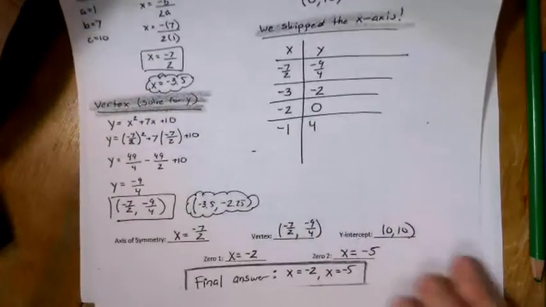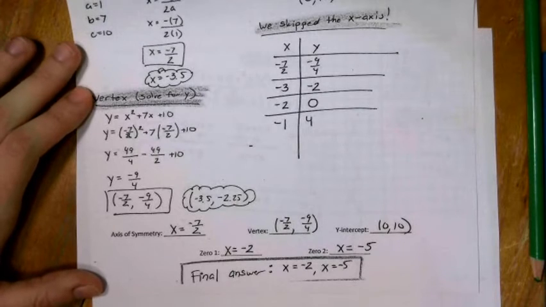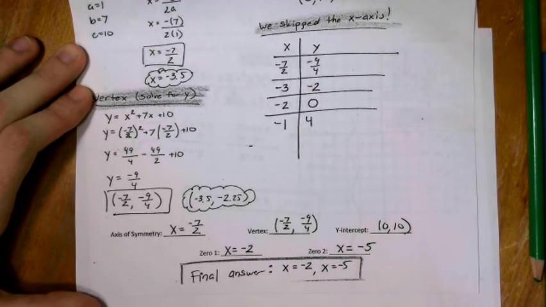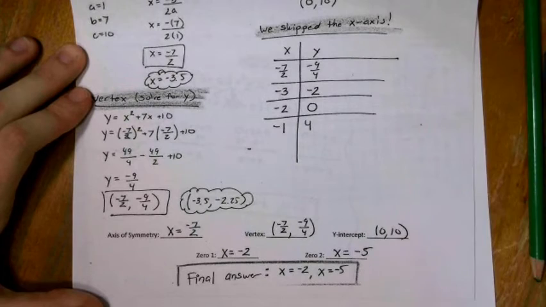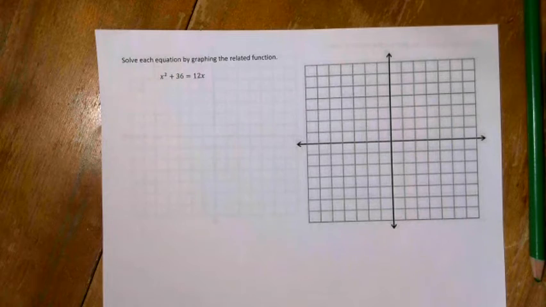All right, so here's kind of all the summarized information at the bottom while graphing it. All right, let's try another one. Our next one is x squared plus 36 equals 12x. Try it out, see what you get.